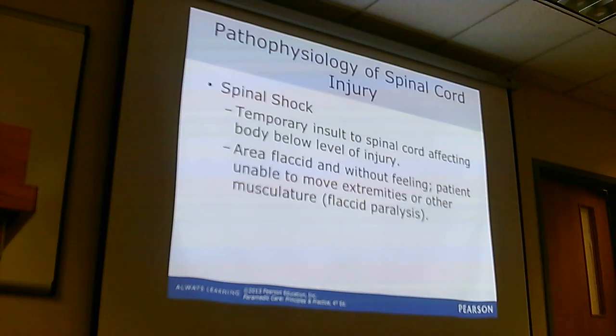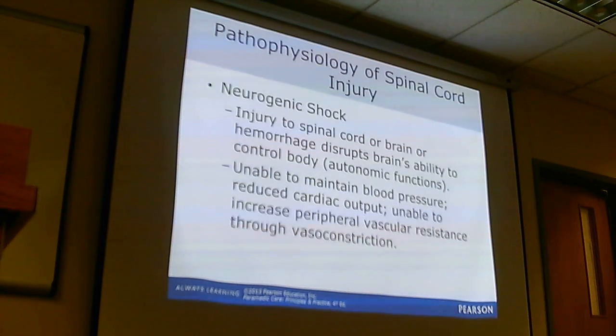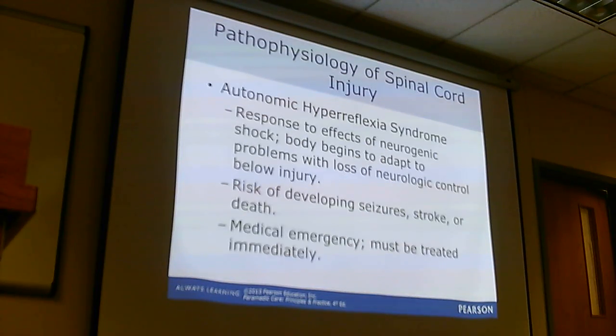Spinal shock, again, is a temporary shock. It doesn't have to be like neurogenic shock, though it can be in there. But neurogenic shock we went over, so you guys have that down, correct? Okay. Or you have notes or something to go to on that.